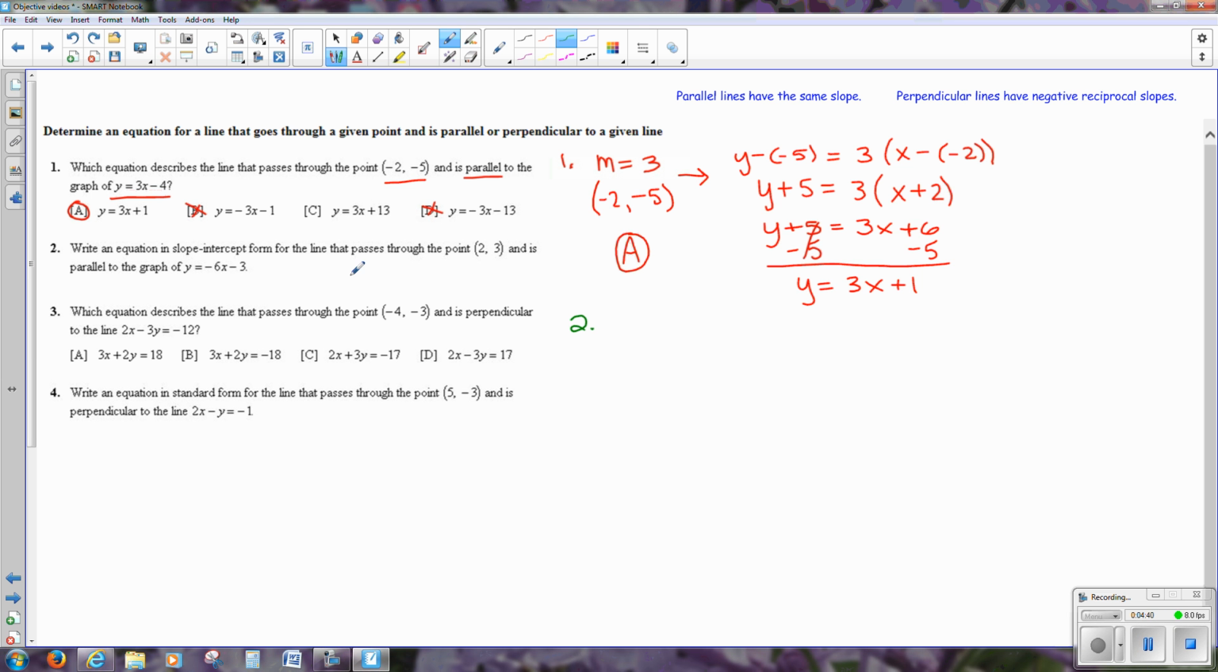Number 2. Actually, we're going to skip number 2 because number 2 is identical to number 1. They wanted it in slope-intercept form, which is what we had here in our answer choices. They've provided you with a point, and they've provided you with an equation of a line. And again, they want it to be parallel. So we would use -6 as our m value, we would use 2 and 3 as our x1 and y1 values, and we just put it in point-slope form and do a little algebra, just like number 1.